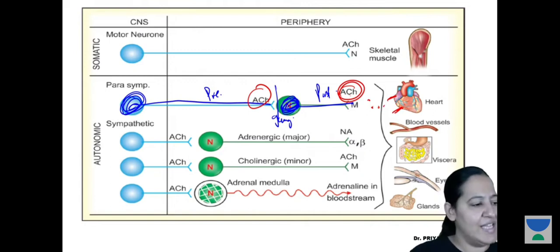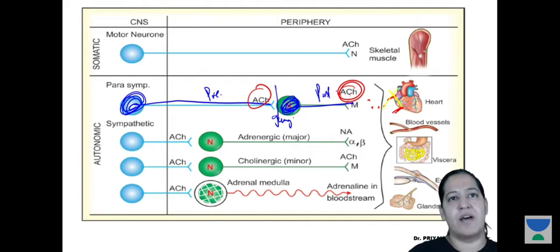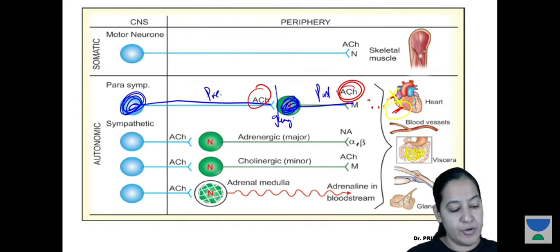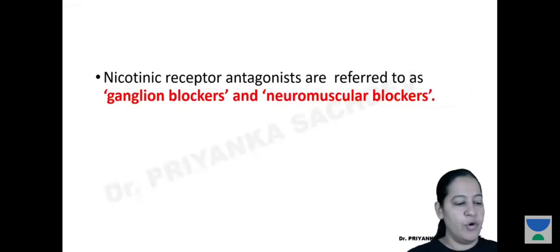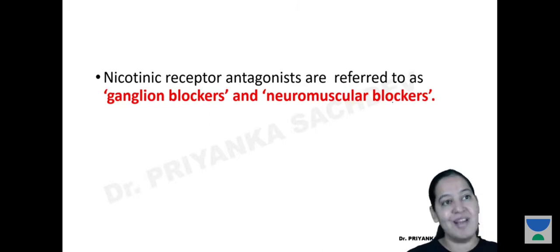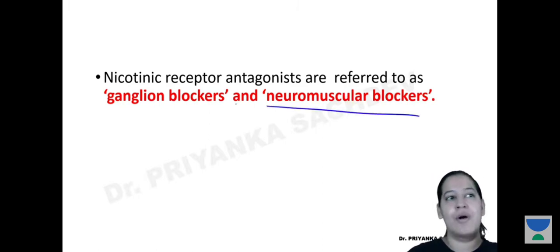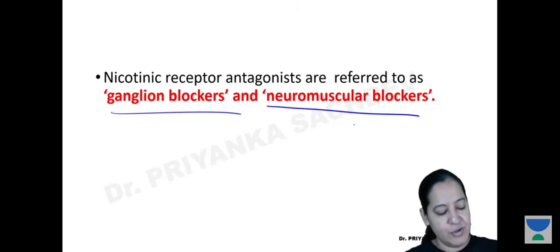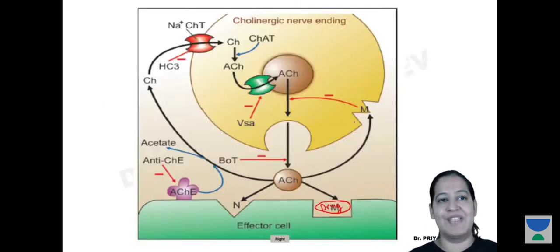So actually these drugs, anticholinergic drugs, block the muscarinic receptor. They do not block the nicotinic receptor, again and again I'm telling you. If you want to block the nicotinic receptor, what you have to do? You have to take another class of drugs which are known as neuromuscular blockers or ganglion blockers. That I will teach you some other day. Today I'm not teaching you these drugs.